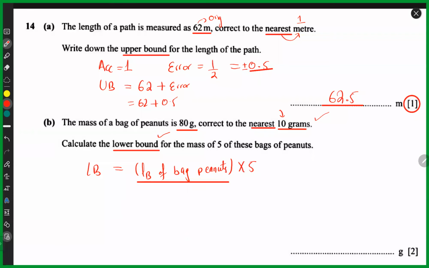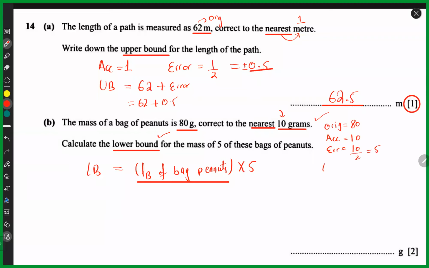So what exactly is it? The original measurement for this case was 80. My accuracy is written after the word nearest, that is 10. My error is going to be accuracy divided by 2, so it would be 5.